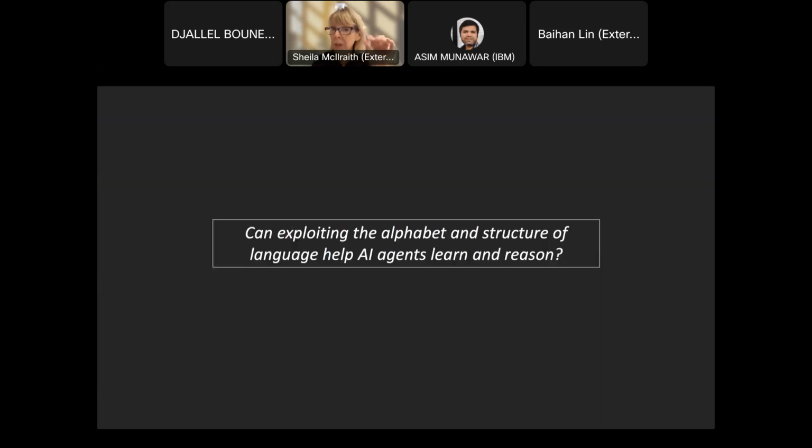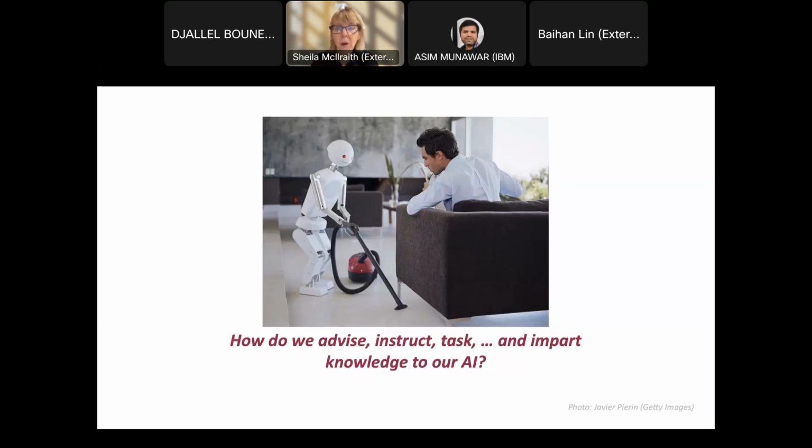So as I mentioned, the question that I want to explore here is, can exploiting the alphabet and structure of language help AI agents learn and reason? In particular, to ground this in a scenario, imagine that you have a robot that you brought into your home, and the robot has particular skills. It knows how to do household chores and help around the house and do various things within the home.